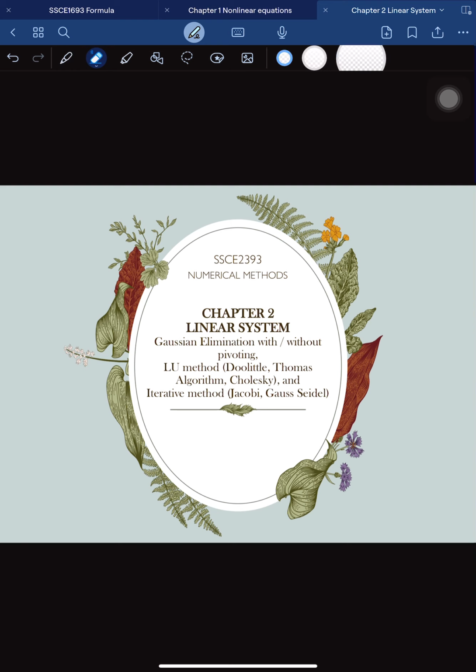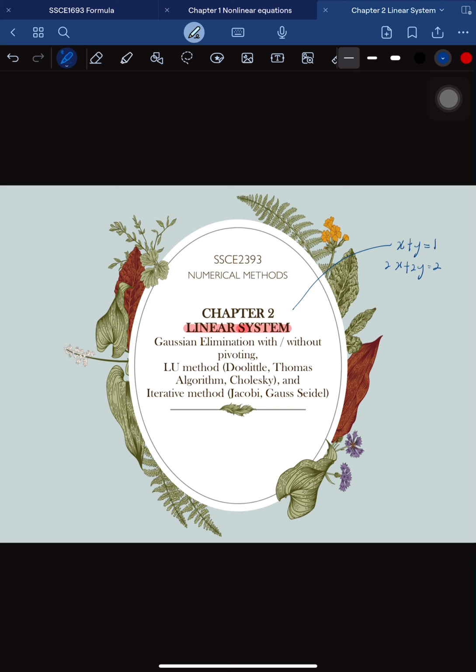Assalamualaikum. Okay, so now system. What is a system? A linear system means it consists of several linear equations. For example, you have x plus y equal to 1, and 2x plus 2y equal to 2. This is just for the example. So this is a system, you have two linear equations, so that is a linear system.